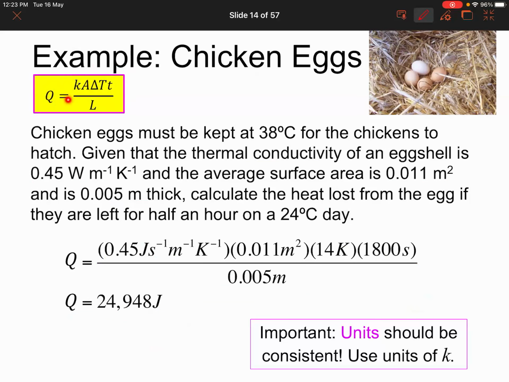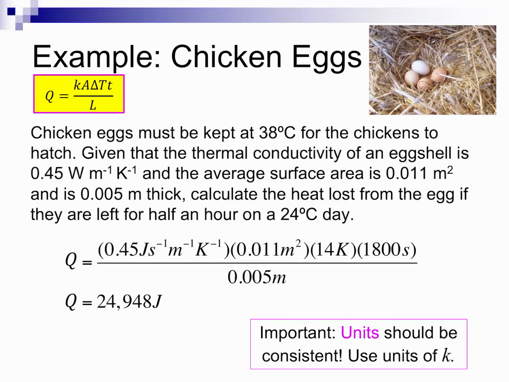So heat transfer by conduction requires K. K is watts per meter per Kelvin. Times the area, which is given, times the difference in temperature, 14 Kelvin. So this is T hot minus T cold.